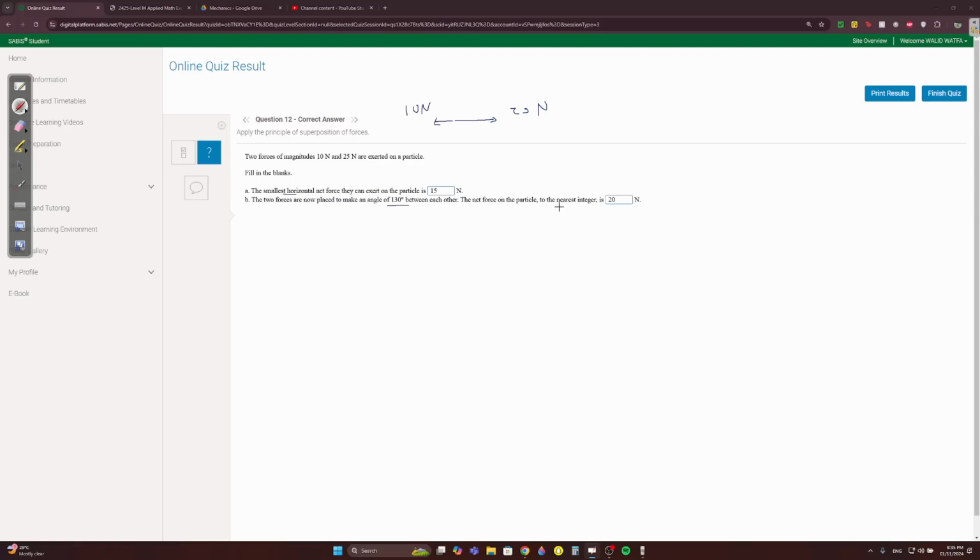The two forces are now placed to make an angle of 130 degrees between each other. The net force on the particle is what? Say this here is 25, and this here is 10, now at 130 degrees. How am I going to draw it for you? I'll draw the y axis and the x axis. Obviously, we're going to resolve it into components. To find the net force, you need Fx and Fy.